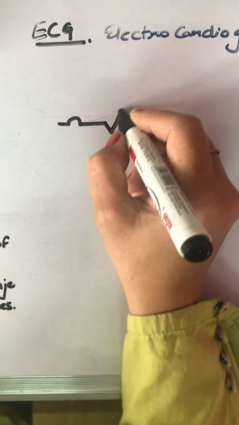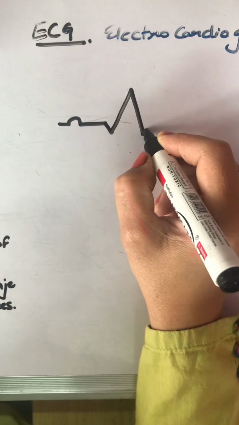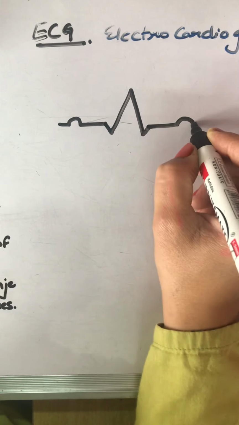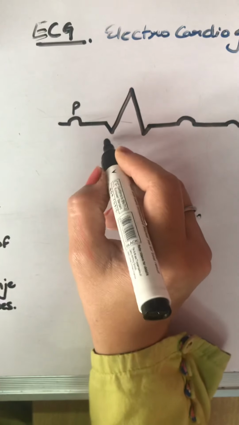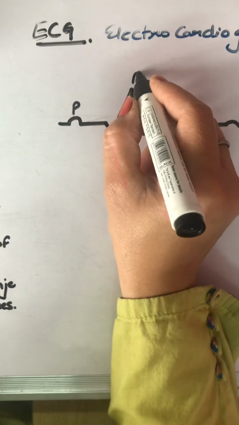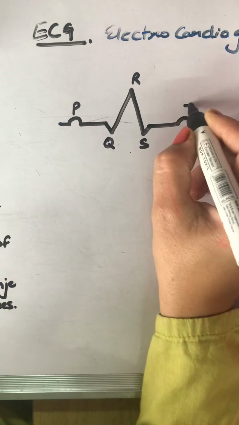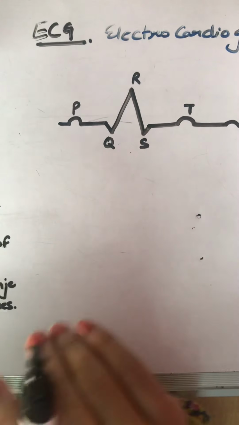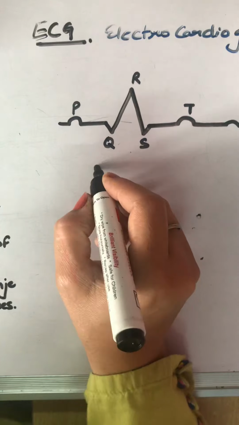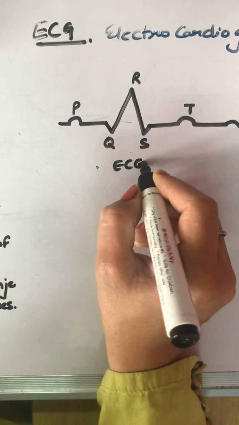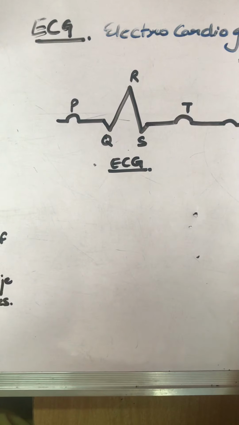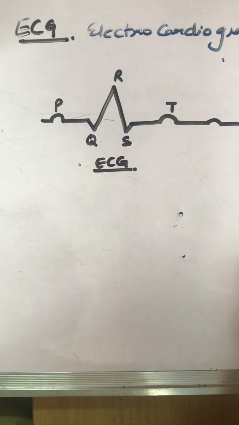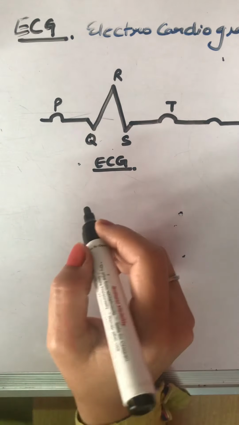This is what we see there in hospitals, right? This is P, this is Q, R, S and T. We call them waves. This is the diagrammatic representation of a standard ECG. A standard one means which is always there, has to be there. Now, we say it is the graphical record.